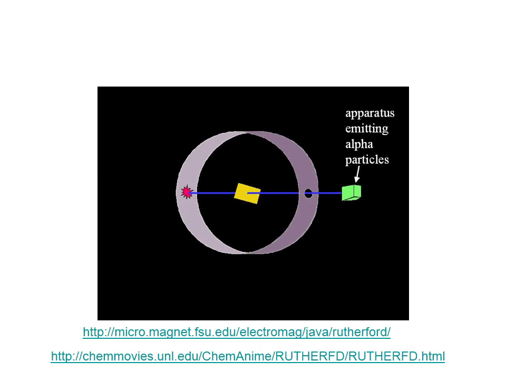Rutherford set up an apparatus which bombarded helium nuclei at a detector. He placed a piece of gold foil in between the emitter and the detector and watched the effect on the alpha particles.